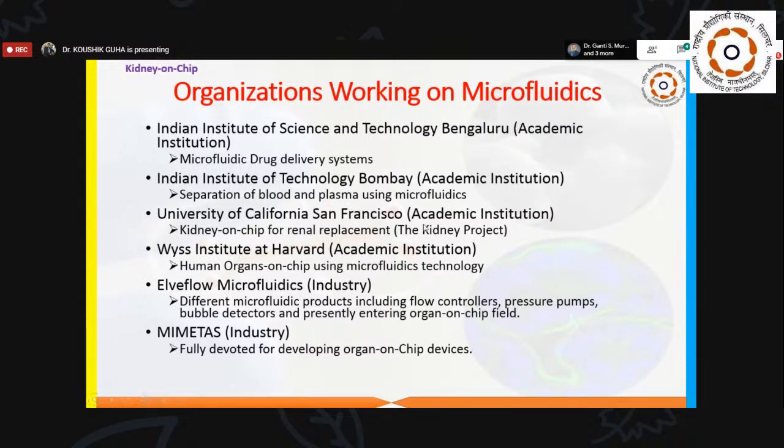At the University of California, San Francisco, their kidney project is there. They are trying to develop a kidney on chip for renal replacement. They have done a big work also. At Harvard Medical Institute, they are also doing a lot of research on human organs on chip using microfluidics. Some industries are also key players in this field, such as LP flow and mimeters.